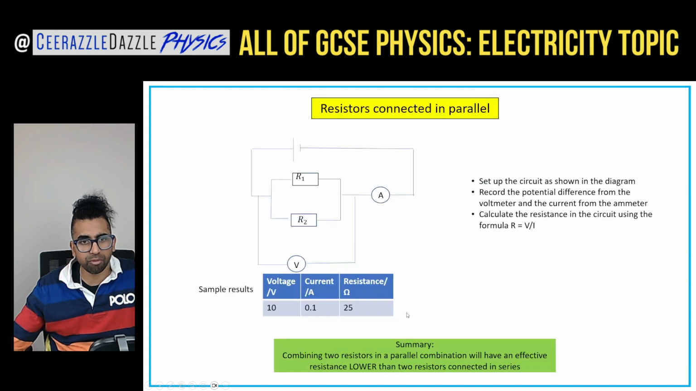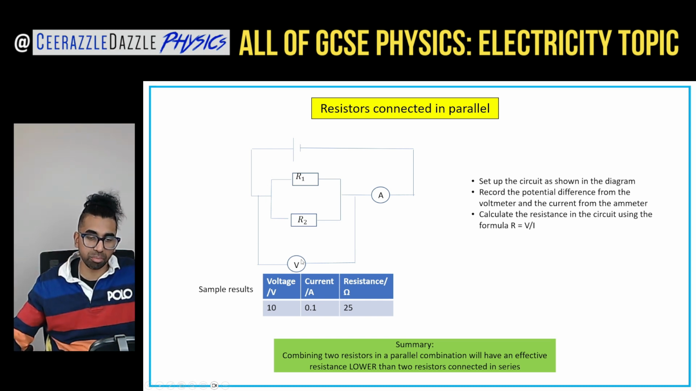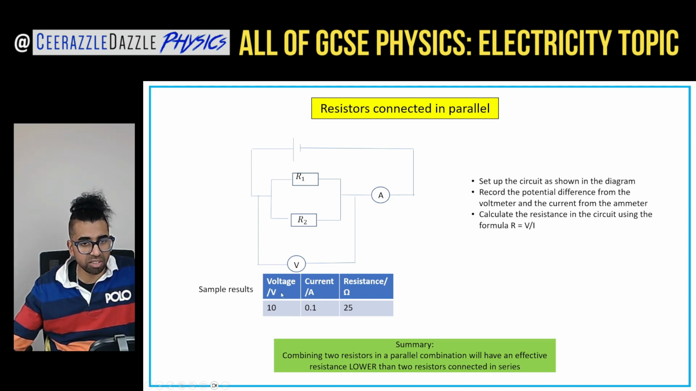Then you do the same thing for a parallel circuit, so you take the cell, then you have R1 and R2, and the ammeter returning back again. You put the voltmeter around the parallel combination bit. Notice that you record the voltage again and the current again, and then you work out the resistance by doing V divided by I. And notice, look, the resistance will be 25.